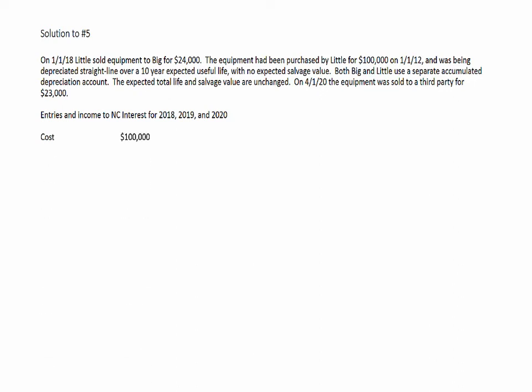First, we have to go ahead and compute how much of a gain or loss there was on the intercompany sale. The equipment had a cost of $100,000. It had been depreciated for 6 years at $10,000 per year, so it had a book value of $40,000. It was sold for $24,000, a loss of $16,000.